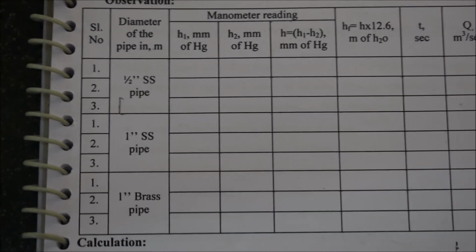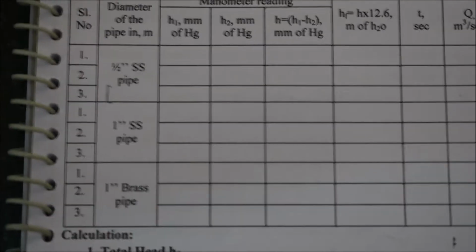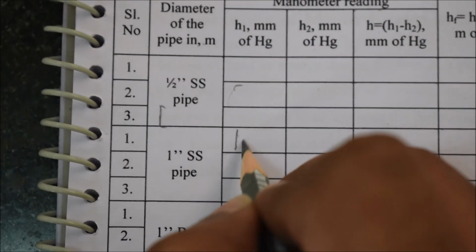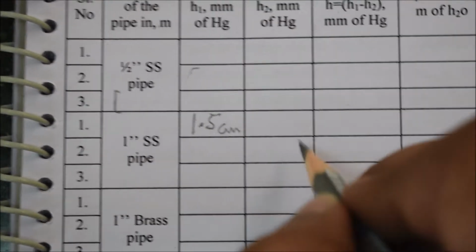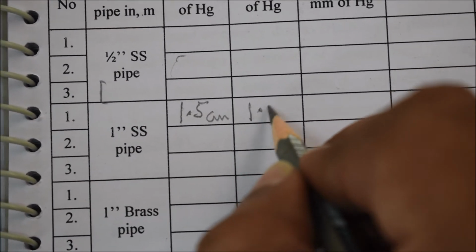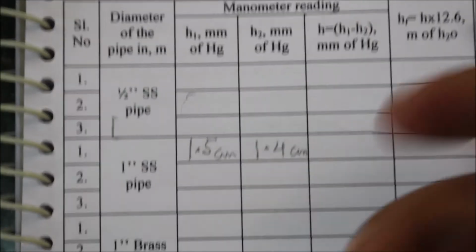So we are conducting the first reading for the 1-inch stainless steel pipe. We got to know that the left limb reading gave 1.5 centimeter in the left limb and 1.4 centimeter in the right limb, that is H1 and H2. So this is an equivalent of mercury.